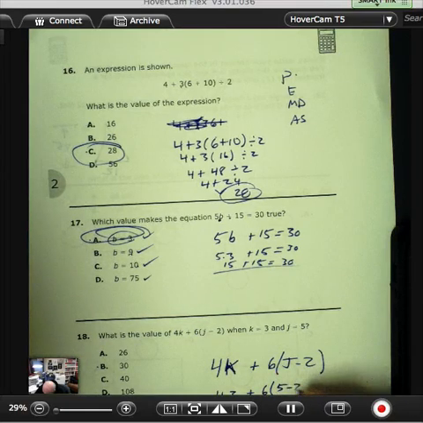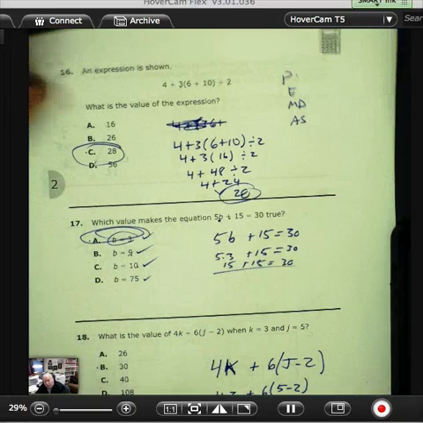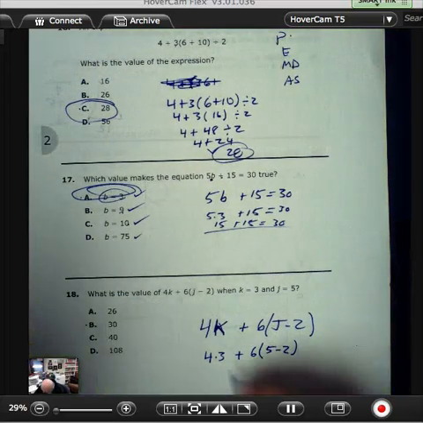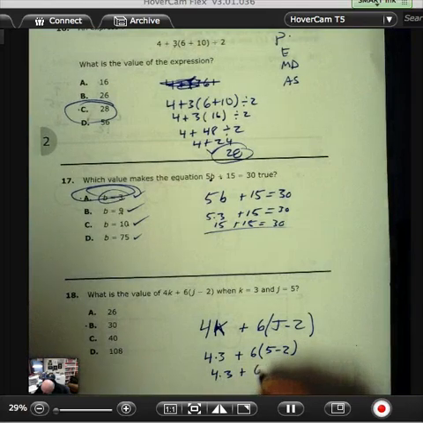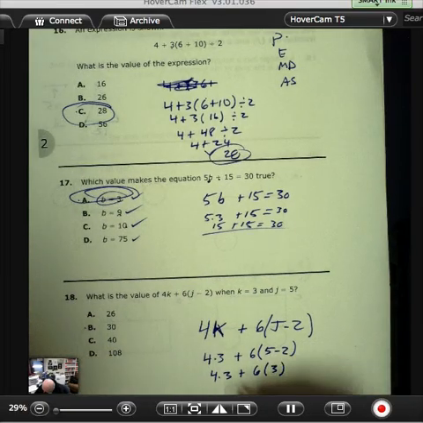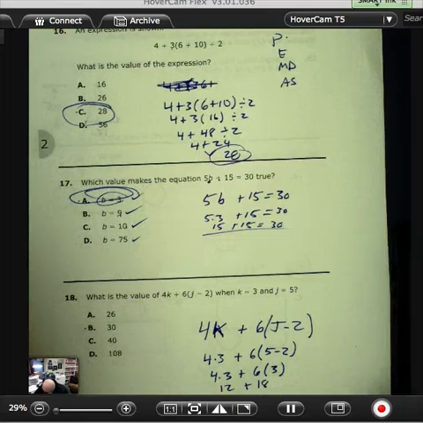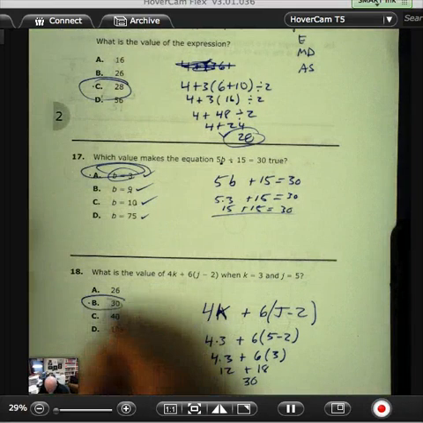Now we have to use order of operations here in order to complete this one. Order of operations says do parentheses first, so 4 times 3 plus 6 times (5 minus 2), and 5 minus 2 is 3. Now I can do the multiplication because this one appears first, so that would be 12 plus 18, and 12 plus 18 is 30. So that would be B, 30.